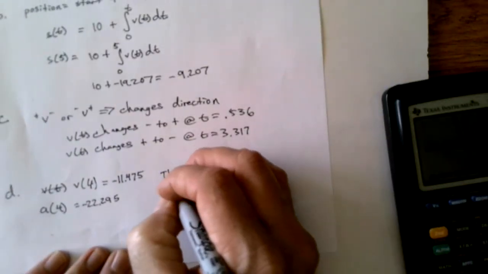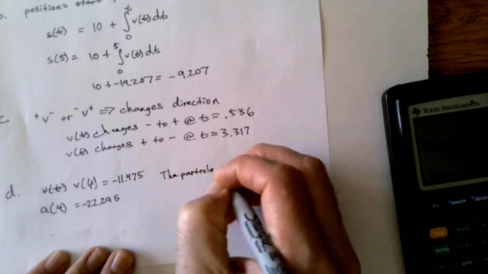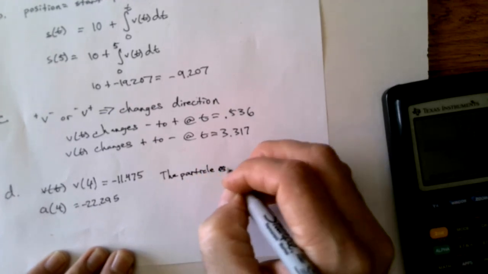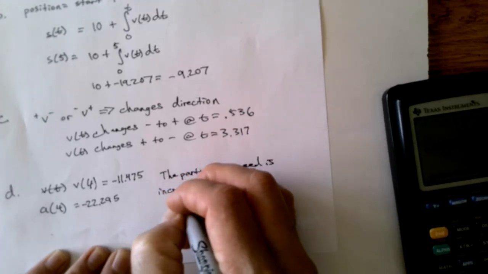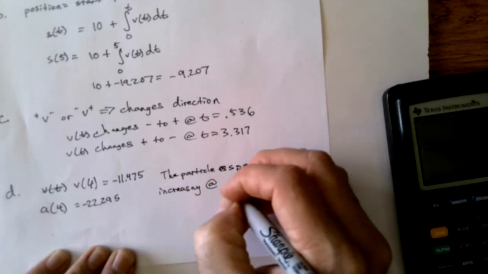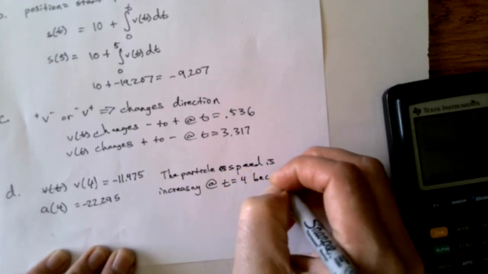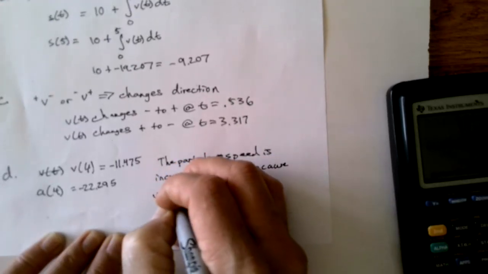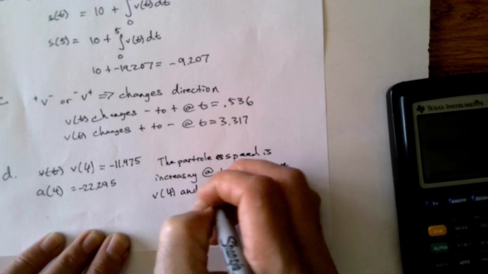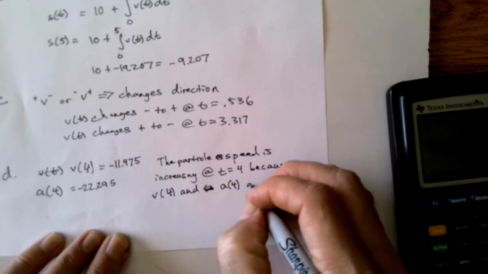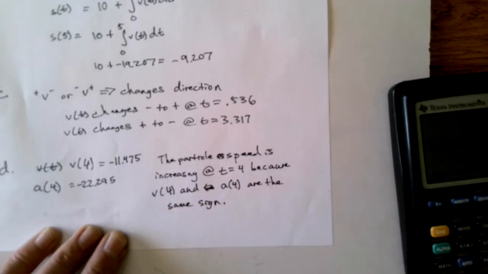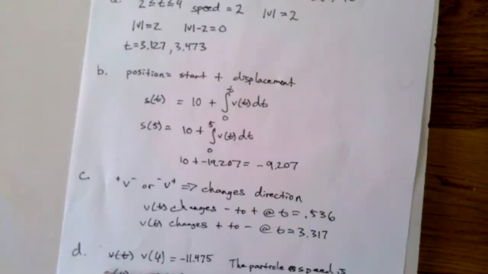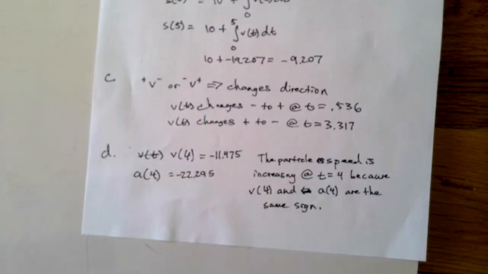So the particle speed is increasing at time equals 4 because V of 4 and A of 4 are the same sign. And that's really good work there. You would then just take a photograph of this, send it on in, but that's good work.